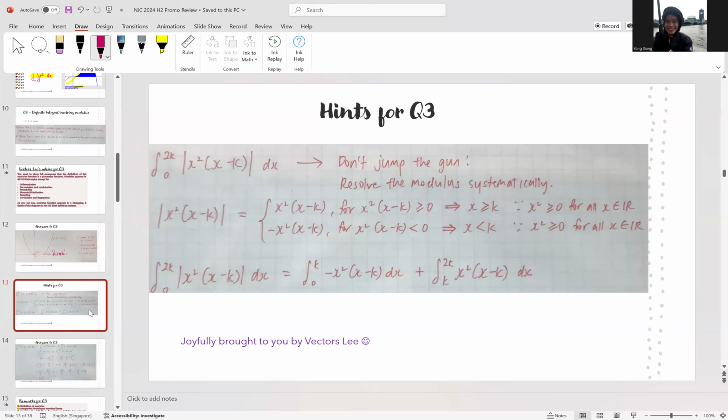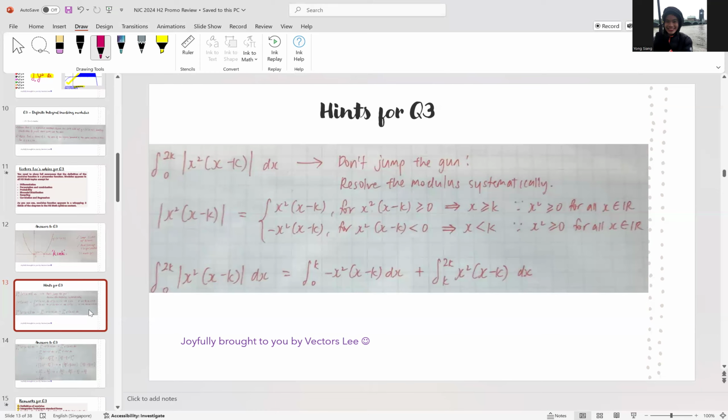If I mod f(x), it's going to be mod f(x) for the domain of f(x) more than or equal to 0. And in this case, f(x) is x squared times (x minus k). Same thing: if the function is less than 0, then the modulus is going to be the negative of the function. Why so? Because the negative of a negative function gives you positive. And that is how the modulus is able to help convert everything into a positive function, right?